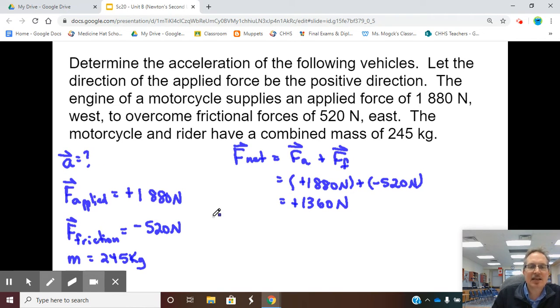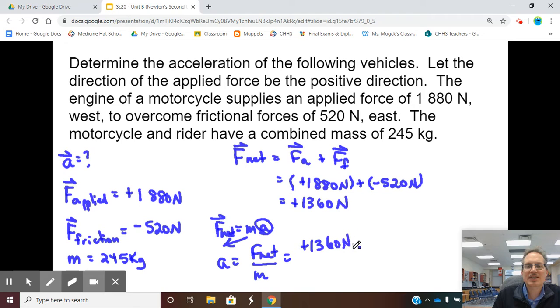Secondly, it says, hey, find acceleration. Well, we know F net equals mass times acceleration. So we're going to solve for acceleration is F net over mass. So I'm going to take positive 1,360 newtons divided by 245 kilograms. And my value works out to be positive 5.5 meters per second squared. And again, 5.55 is also an acceptable answer.